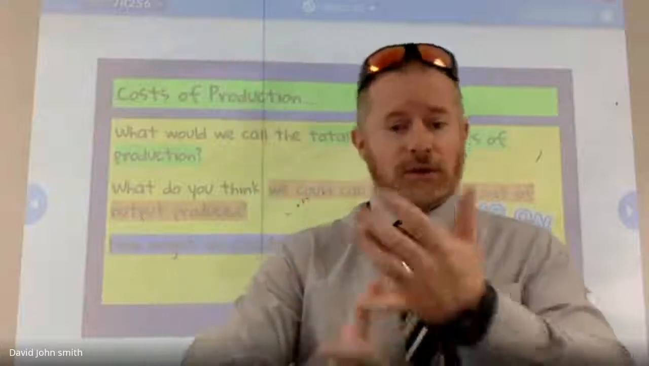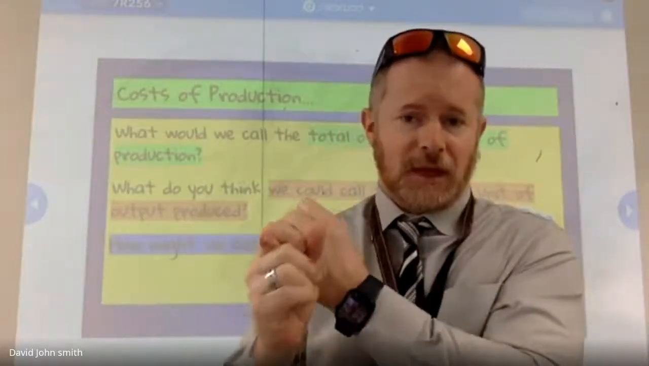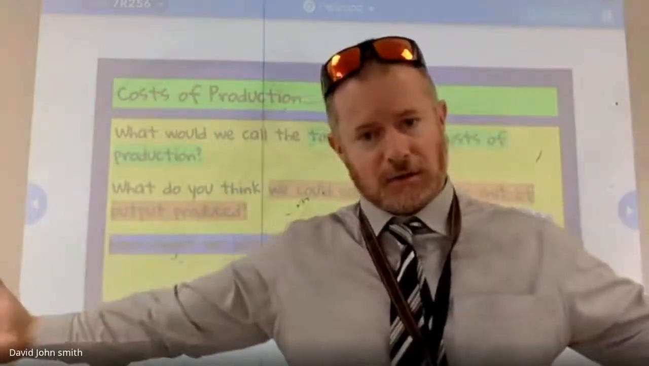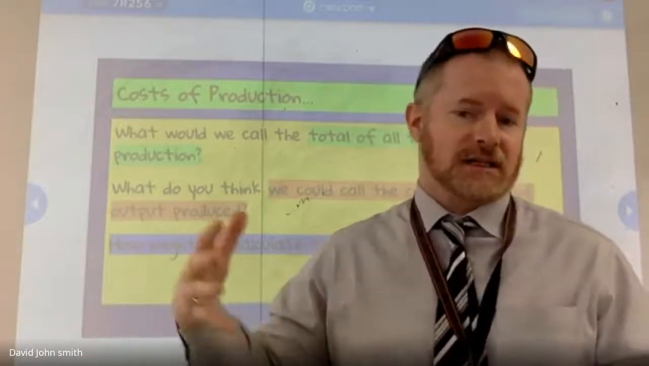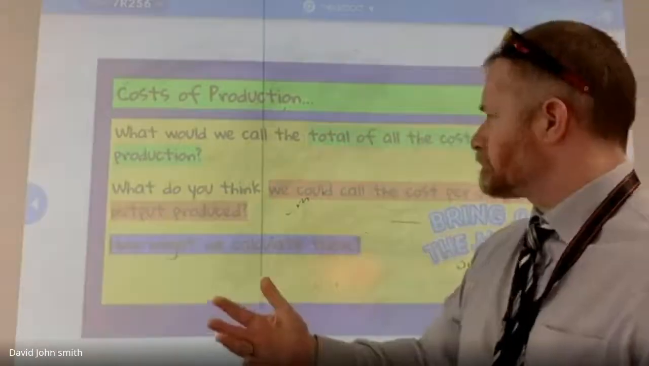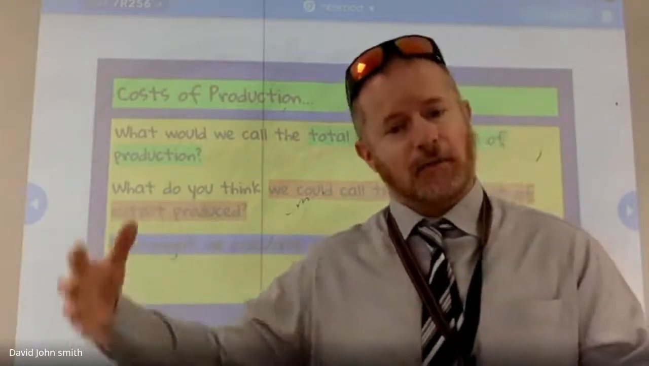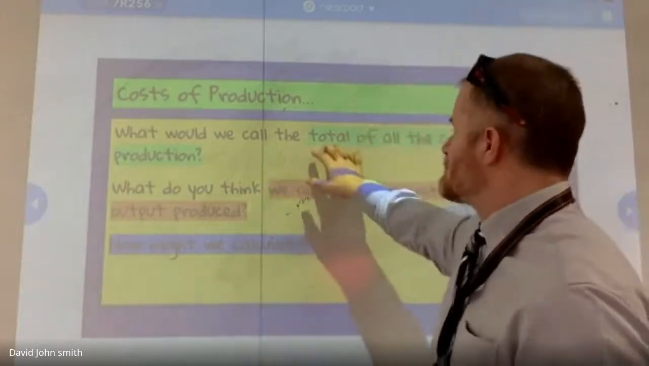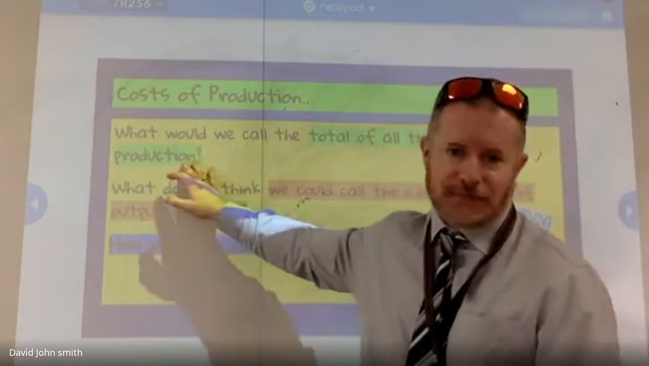Left off, we were talking about the idea of there being fixed costs and the idea of there being variable costs. All right? The fixed costs didn't change regardless of the level of output. The variable costs, they changed when output changed. Okay? But we then decided that there was going to be a total of all costs of production.